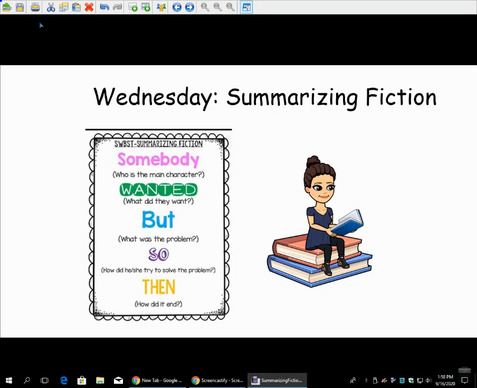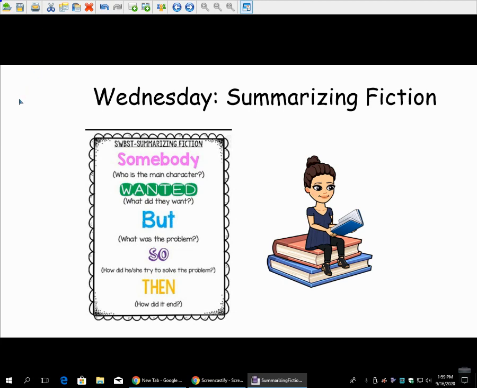It is Wednesday, and we're going to step back and review how to summarize with fiction. We're getting ready to wrap up this whole topic about summarizing on Friday with our assessment. So let's go back and review how we find a summary for a fictional selection.